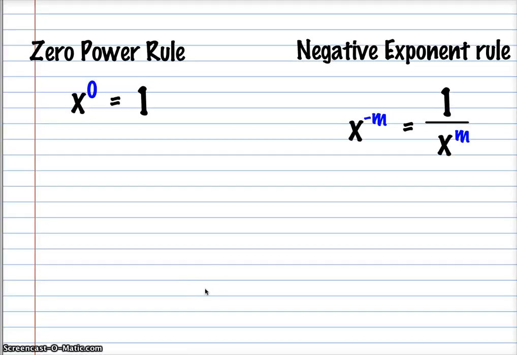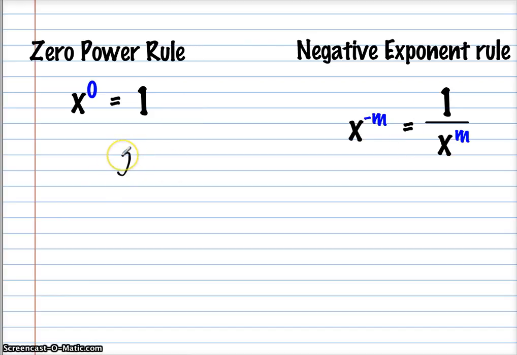Okay, the last two rules go together. That's the zero power rule and the negative exponent rule. So we know that the negative numbers are any numbers less than 0. So if we can figure out what 0 is, we can move down to the negative numbers. So I'm going to start off with a couple of patterns first, so we can identify what the zero rule and negative exponent rule are.